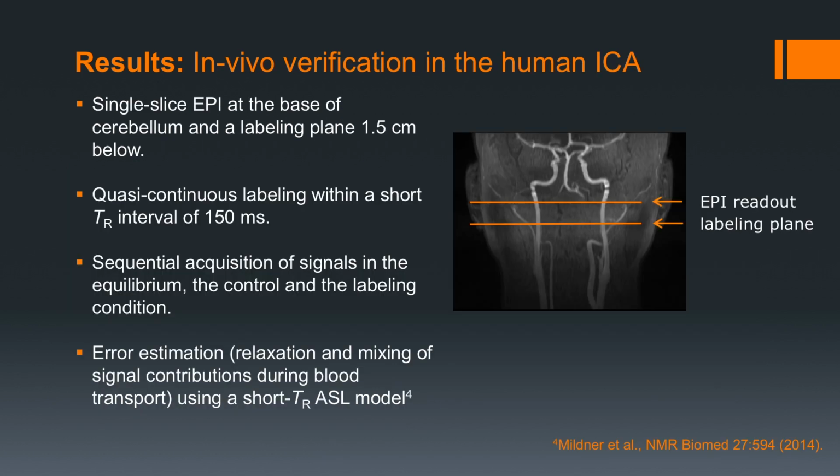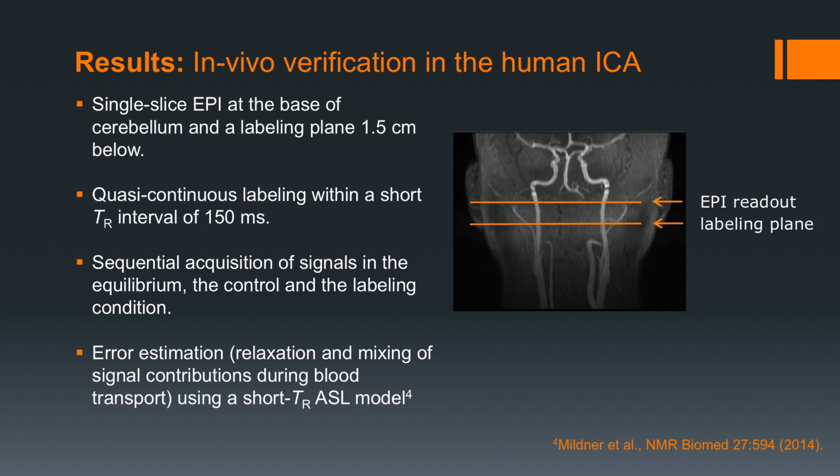For verification of the simulation results, we performed single-slice EPI measurements to obtain labeling efficiency values in the human internal carotid artery. The EPI readout was carried out at the base of the cerebellum, with the labeling plane 1.5 cm below. Quasi-continuous labeling was done within a short repetition time of 150 milliseconds. Thereby, 3 different signals were acquired sequentially: the signal in equilibrium, in the control, and in the labeling condition. And the labeling efficiency measures were calculated from these quantities.